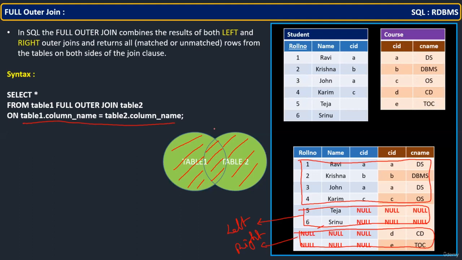There are many applications in real time, and especially in interviews, there is no interview without questions from these outer joins: left, right, and full outer join.